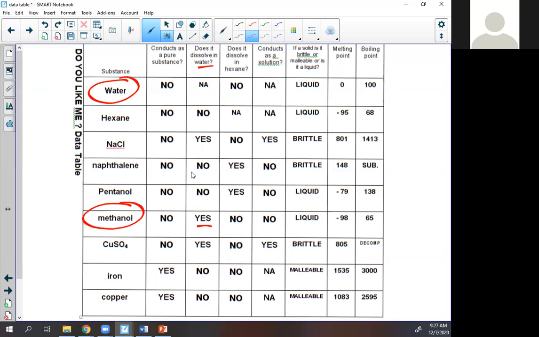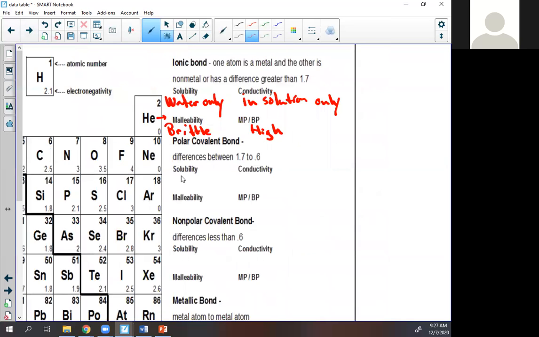Naphthalene was non-polar. Naphthalene was just C's and H's and C's and H's and C's and H's. So this should be non. So just these two are your polar. Their solubility is the same as ionic: water only.